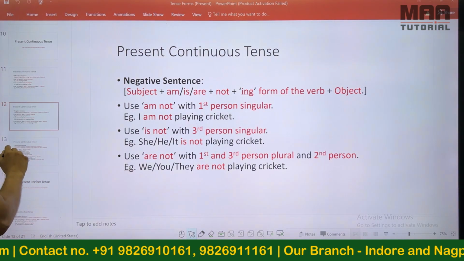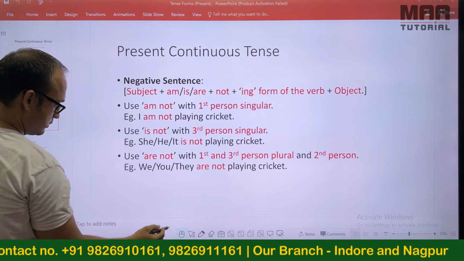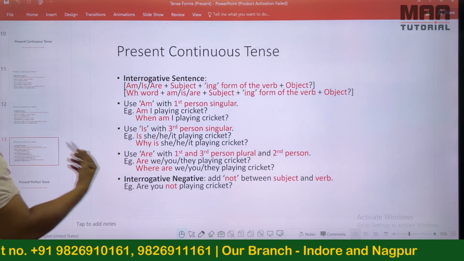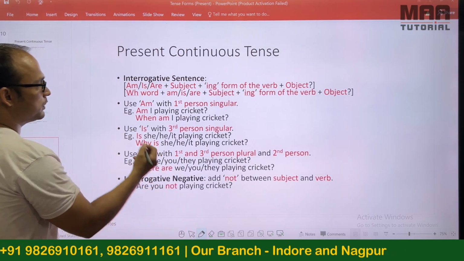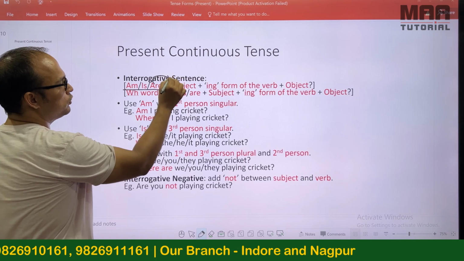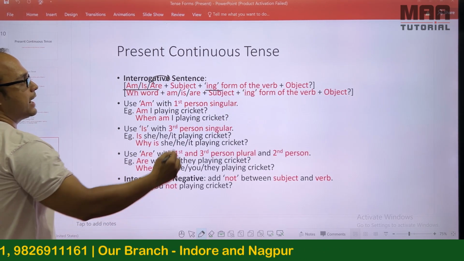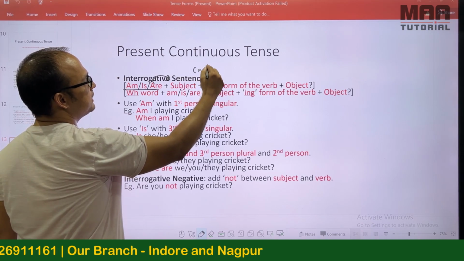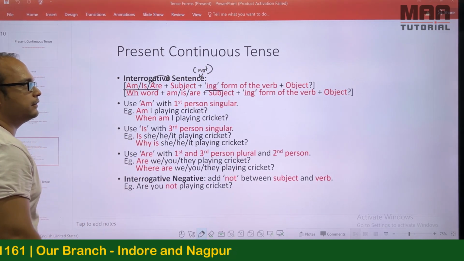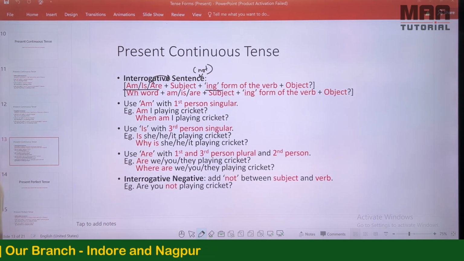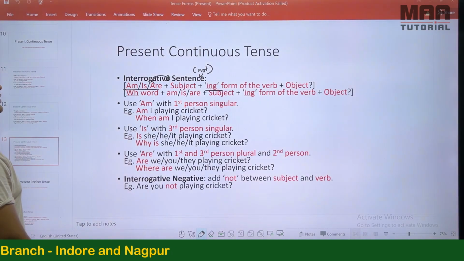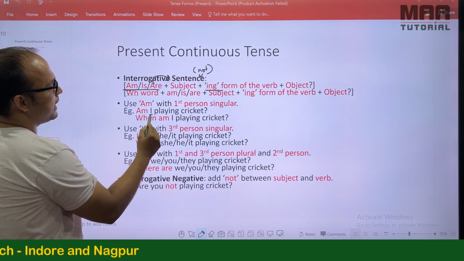And finally, interrogative for the present continuous. We start with the auxiliary now. We will start with am, is, are, then move on to the subject, then the ing form of the verb plus object, and you can add a not here in between the subject and the ing form to form an interrogative negative. Am I not playing cricket? Is she not playing cricket? Etc. Again, am is used with I.